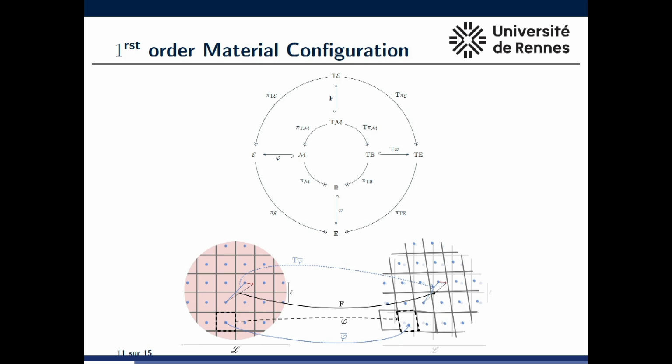Okay, then we have the first order configuration, which is a map from the tangent of the macroscopic total space to the tangent of the ambient total space, which by construction maps a vector at x to a vector at phi of x. Okay, so this means that it's a fiber bundle morphism for the punctual projection.